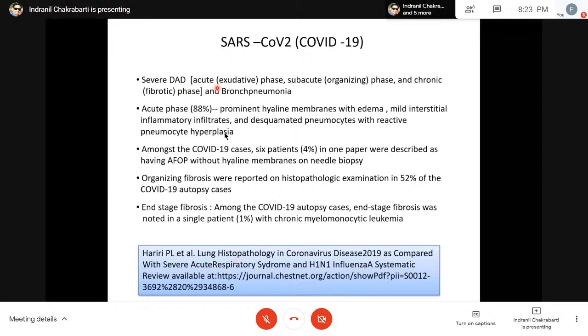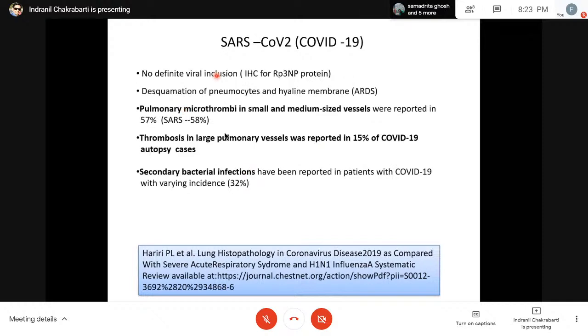In SARS-CoV-2, we can get the acute exudative phase, the subacute phase or the chronic fibrotic phase, as well as bronchopneumonia. But most cases of SARS-CoV-2, that is COVID-19, present with the acute phase of DAD, with prominent hyaline membranes and edema, mild interstitial inflammation, and desquamated pneumocytes. Another important feature of COVID-19 infection, one should remember, is that there is no definite viral inclusion, as I already mentioned. But pulmonary microthrombi in small and medium-sized vessels were reported in 57% of the cases, though the previous SARS had 58% microthrombi. So both SARS and SARS-CoV-2 can result in pulmonary microthrombi. Or there can be thrombosis in large pulmonary vessels in 15% of cases. And in COVID-19, another important thing is secondary bacterial infections have been reported in 32% of cases.